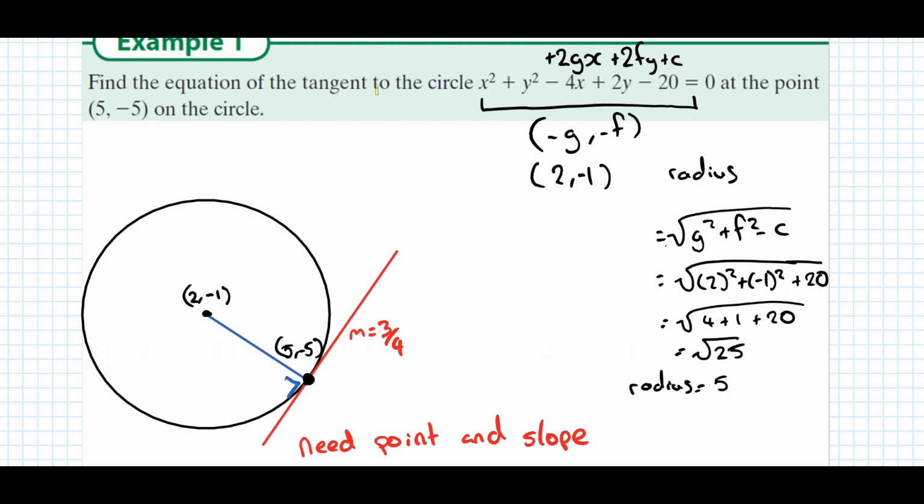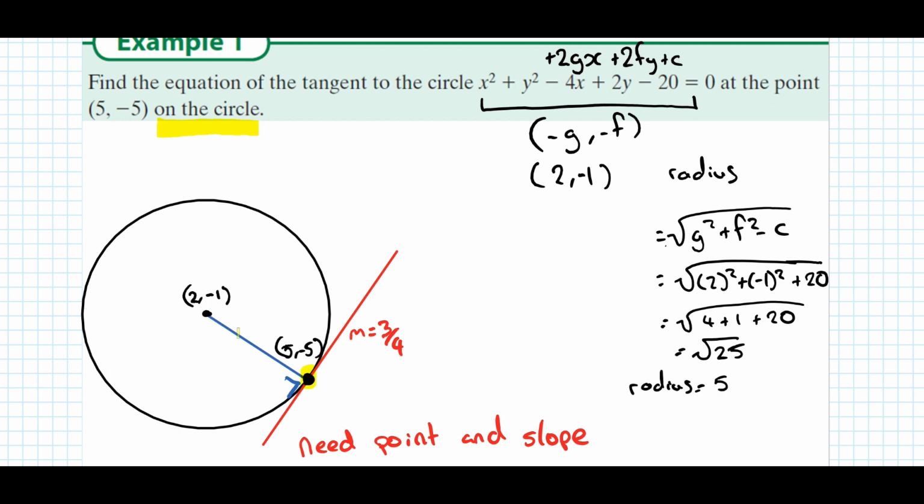So find the equation of the tangent to the circle at the point (5, -5) on the circle. Important that it says on the circle. We'll look at scenarios where they give you a point where the point is not on the circle. So talking you through what we are going to do: we know (5, -5) is on the circle, and we're able to find the center of the circle.